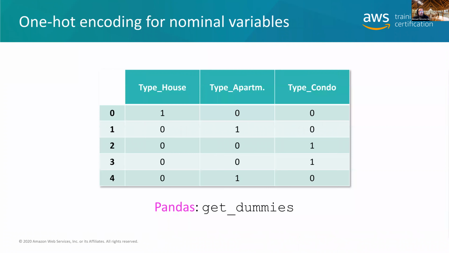So this is where one hot encoding comes in. It's where you want to take this nominal categorization and convert it, right?